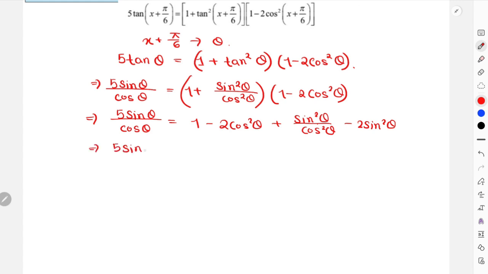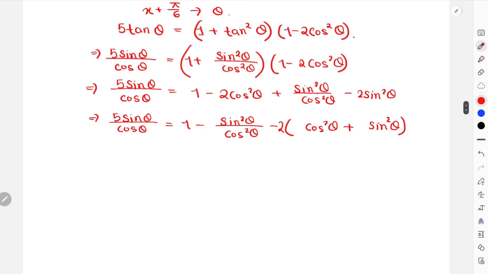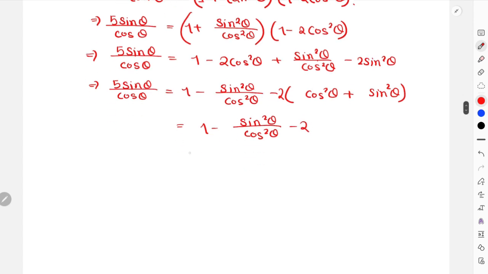Okay, 5 sine theta divided by cos theta. You're going to write 1 minus sine square theta over cos square theta, and this 2 cos square theta, 2 sine square theta. If you write them together and take the minus common, 2 cos square theta plus 2 sine square theta, and again take this 2 common. So cos square theta plus sine square theta is 1, right? So we are going to get 1 minus sine square theta over cos square theta equals minus 2, which is eventually going to be 1 minus 2, that is minus 1 minus sine square theta over cos square theta.